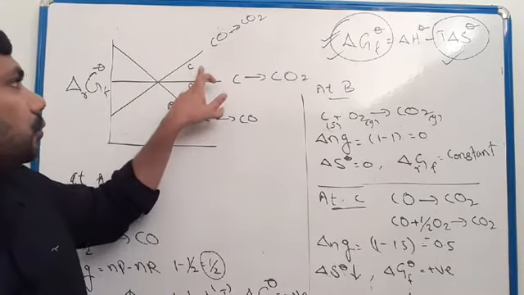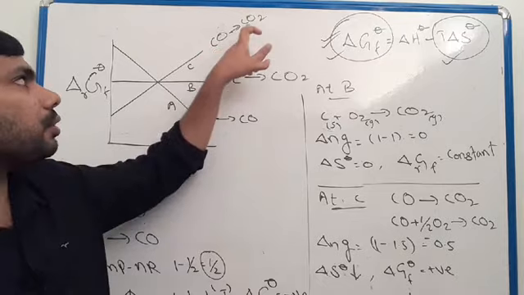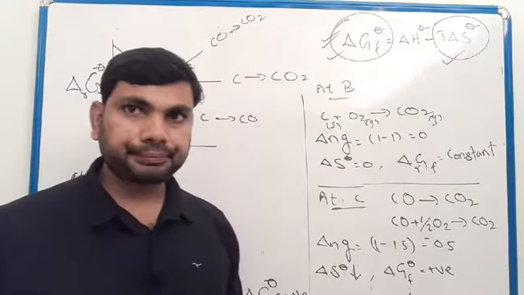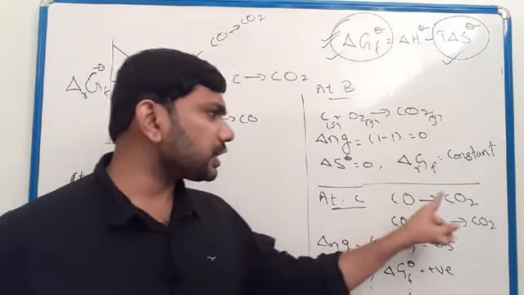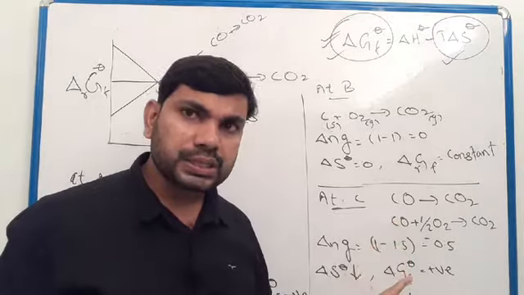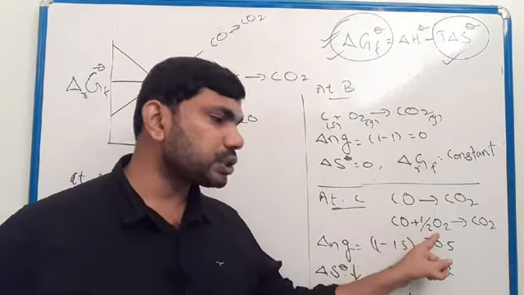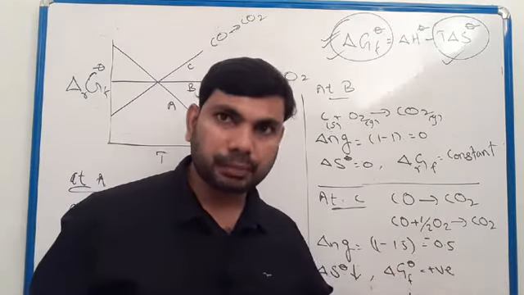Similarly, look here, this is the third one, C. Here carbon monoxide changed to carbon dioxide. Carbon monoxide reacted with half a molecule of oxygen, then it changed to carbon dioxide.